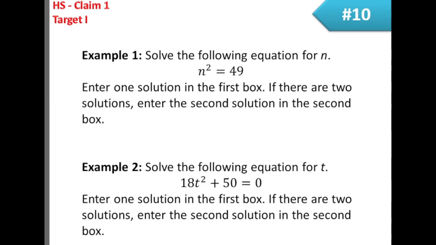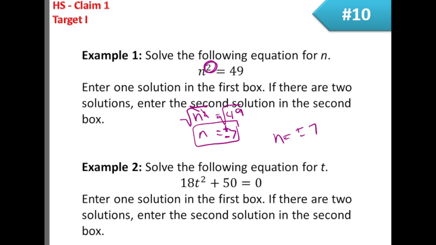So here, we are solving for n. So n squared equals 49. We should know what this is. So square root of 49 is 7. But it's a square. Remember, if it's a square, there's two answers. Plus or minus 7. So n equals plus or minus 7.